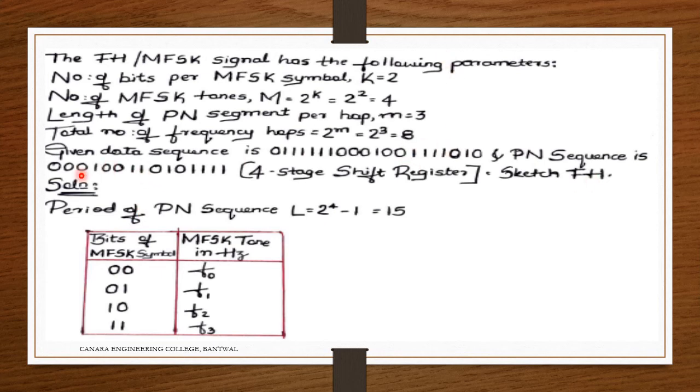And the PN sequence is 0 0 0 1 0 0 1 1 0 1 0 1 1 1 1. It is a 4-stage shift register. We have to sketch the frequency hop spectrum. So now you see here L is equal to 2 to the power of 4 minus 1, it is a 15 PN. The length of the PN sequence should be 15. 1 2 3 4 5 6 7 8 9 10 11 12 13 14 15. Correct, it's matching. So now we have to sketch this frequency hop. I'll come to it one by one. K is equal to 2 here.